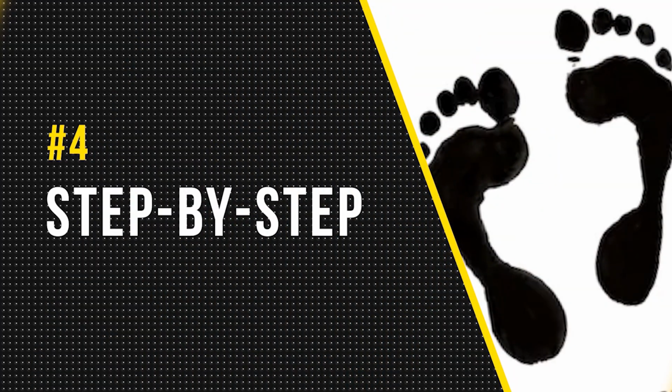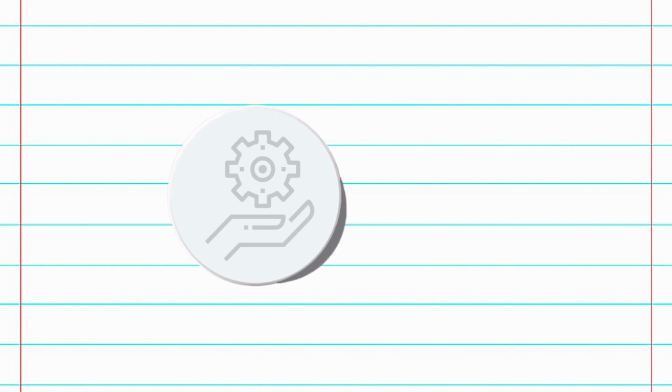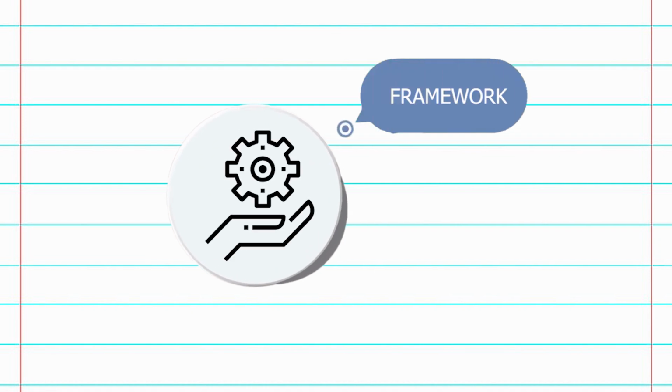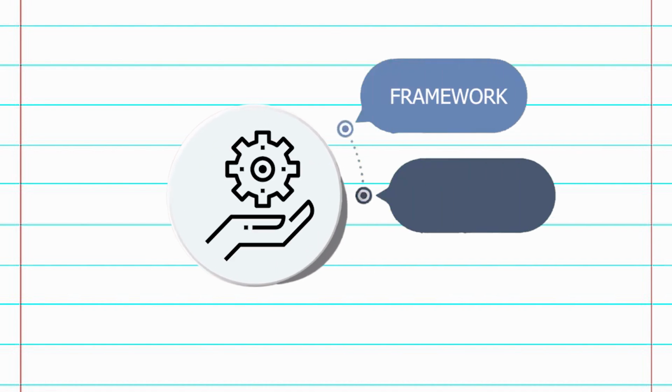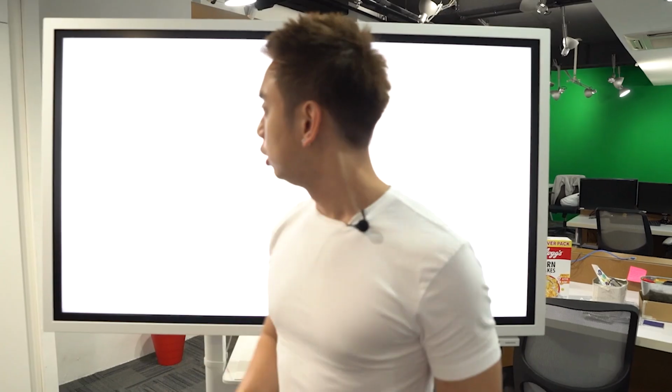Number 4 is to make sure that it's step by step and easy to follow, by either having a framework or a process, something that people can relate to and understand. So for example, in this video, I'm gonna be showing you 9 things, 9 steps, 9 hacks that you could be utilizing when it comes to YouTube to increase your retention as well as your watch time.